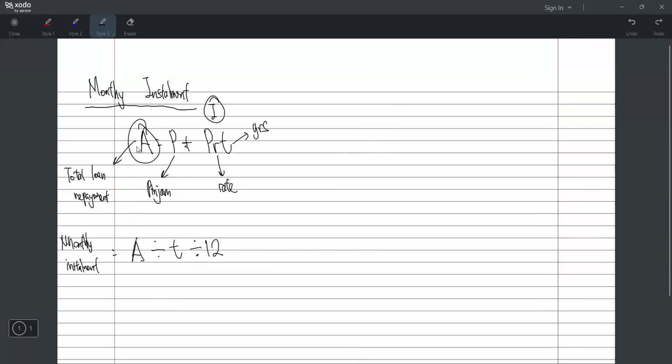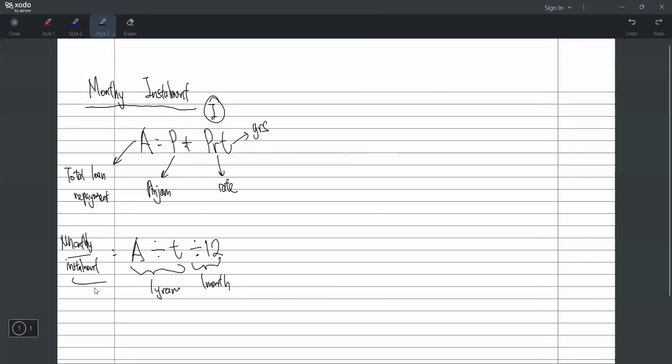So this is the total amount you have to pay back. But if I want to find one month, you first divide by T, because you can pay this back over 5 years or 10 years, T years. You divide by T because you want to know how much for one year, and then you divide by 12 to get one month.